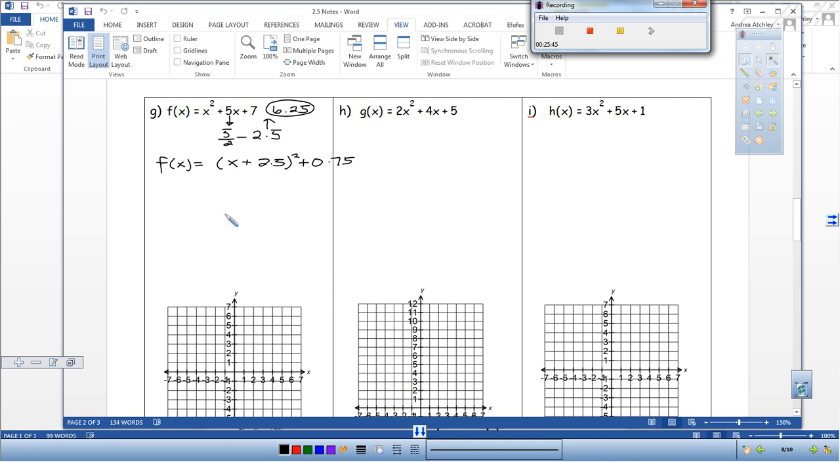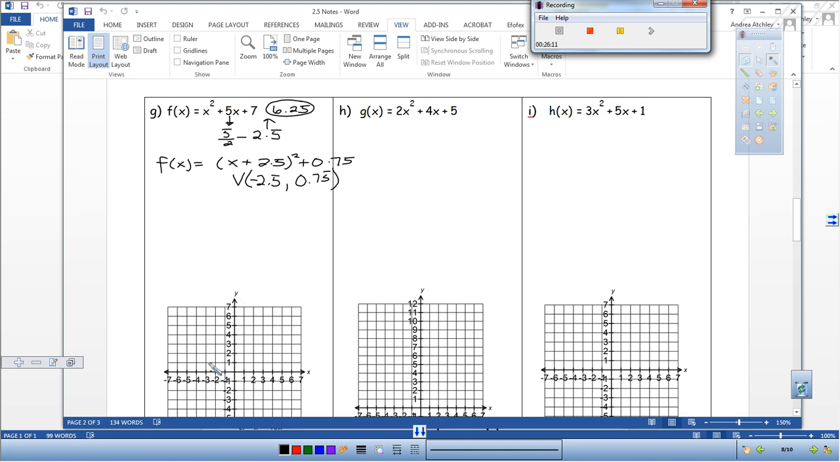However you like. If you want to deal with fractions, deal with fractions. If you want to deal with decimals, deal with decimals. It does not matter. So when I graph this, my vertex should be negative 2.5 and 0.75. So my x is negative 2.5, which is right here, and up 3/4. So kind of like right there.